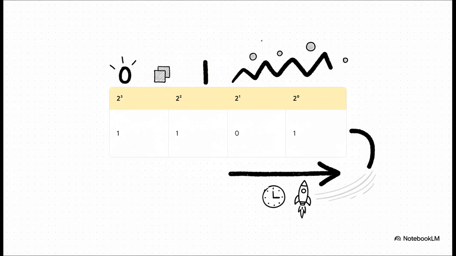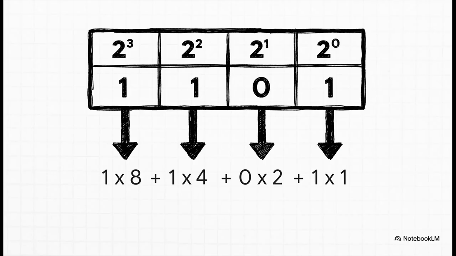The first spot is 2 to the power of 0. The next is 2 to the power of 1, then 2 squared, and you just keep going for as many digits as you've got. Now for the easy part. You just multiply each digit in the binary number by the place value that's sitting right above it. So we take our first 1 and multiply it by 2 cubed. Then the next one gets multiplied by 2 squared. You get the idea. We just go right down the line.